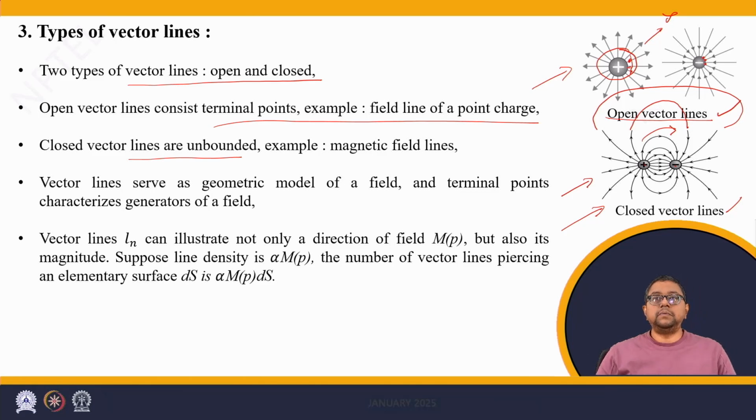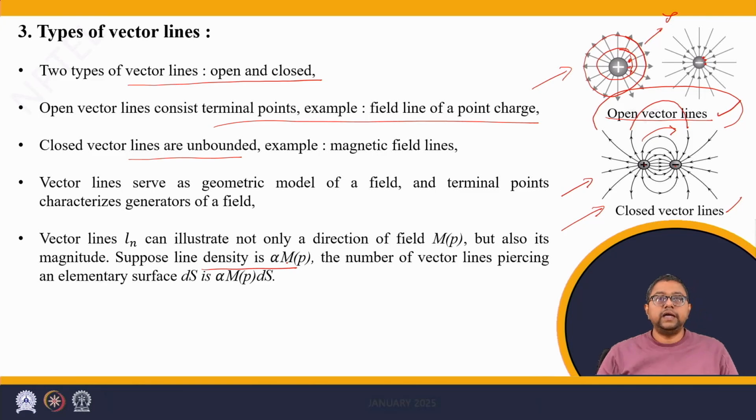Consider the circle as drawn here very close to the electric charge. You can see the density of the field lines is higher compared to a bigger circle. The bigger circle has a larger surface area, but the number of field lines is the same. So the density of the field lines is less, indicating a reduced magnitude of the field.